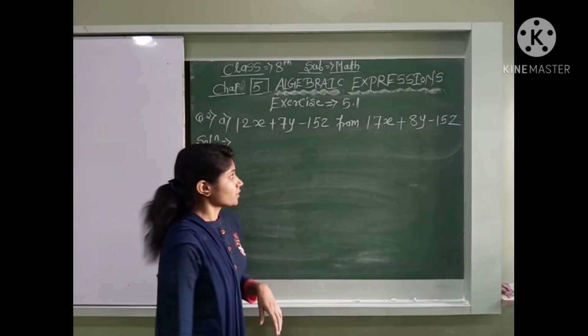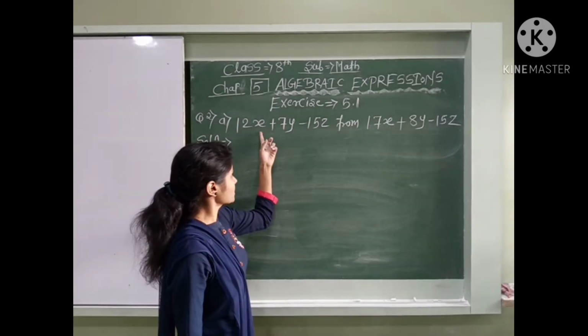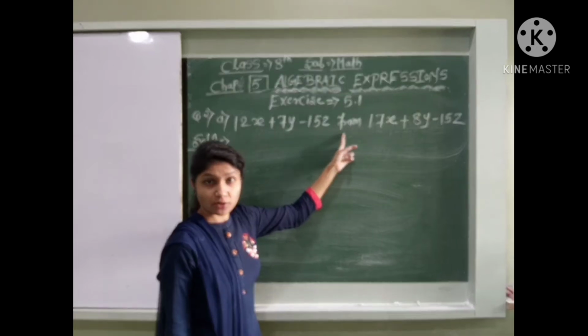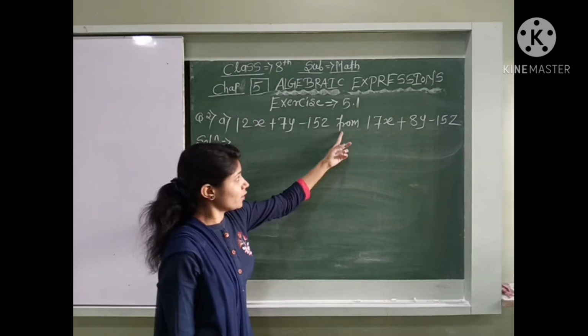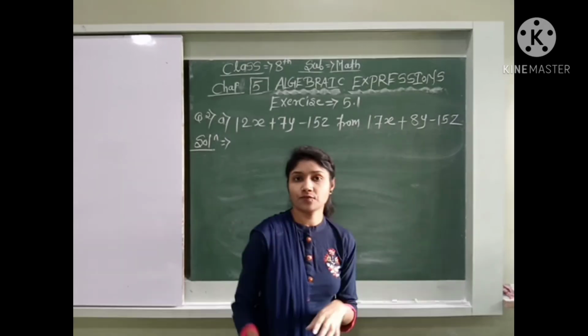Next question. Subtract. Okay. So first question. 12x minus 7y minus 15z from. Okay, all of you know what is the meaning of from? From 17x plus 8y minus 15z.